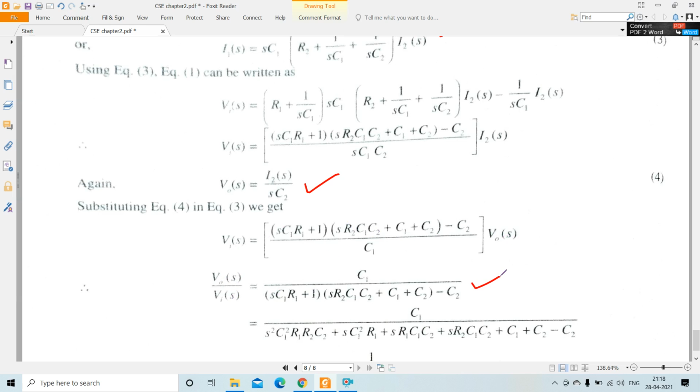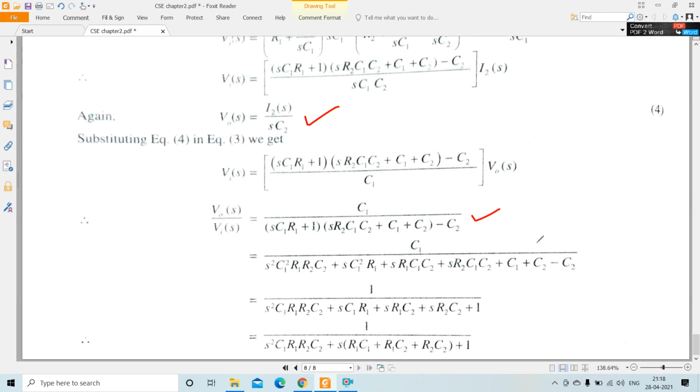This is our expression. So if we solve this algebraic equation and take it to a polynomial expression, from higher order to the lower order, this is S square C1 R1 R2 C2 plus S into R1 C1 plus R1 C2 plus R2 C2, plus 1. So this is our final algebraic expression for the transfer function. Okay, so now you have clearly understood this.